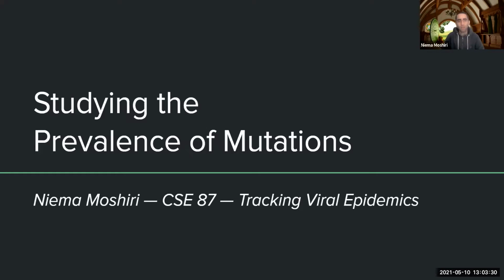For today, what we're going to be talking about is how do we study the prevalence of mutations. So basically, prior to this point, what we've talked about is given raw sequence data, how do I reconstruct a viral genome? And two weeks ago, we talked about how can I align multiple sequences from different viral samples and figure out where are they homologous, like where do they line up with each other?